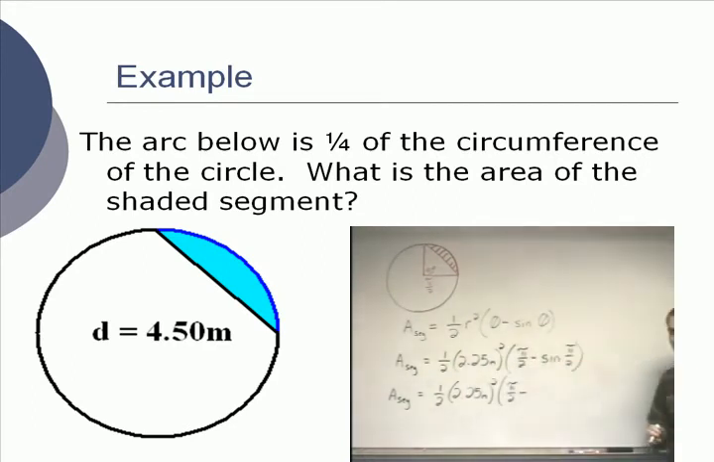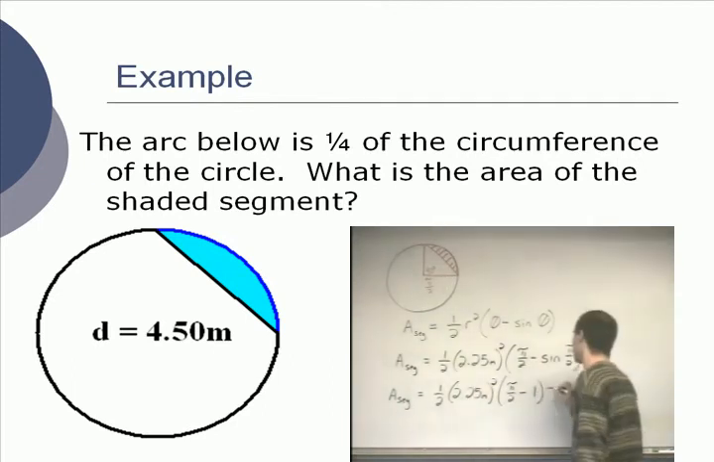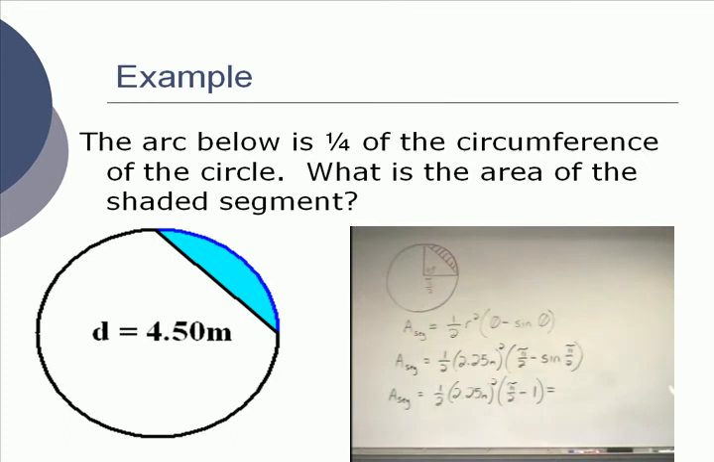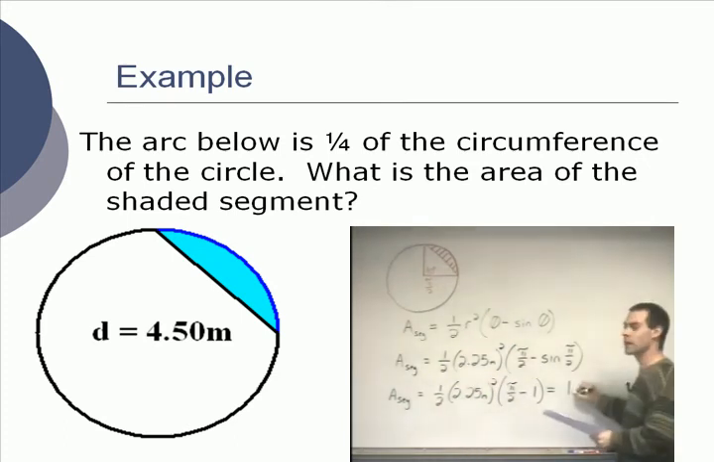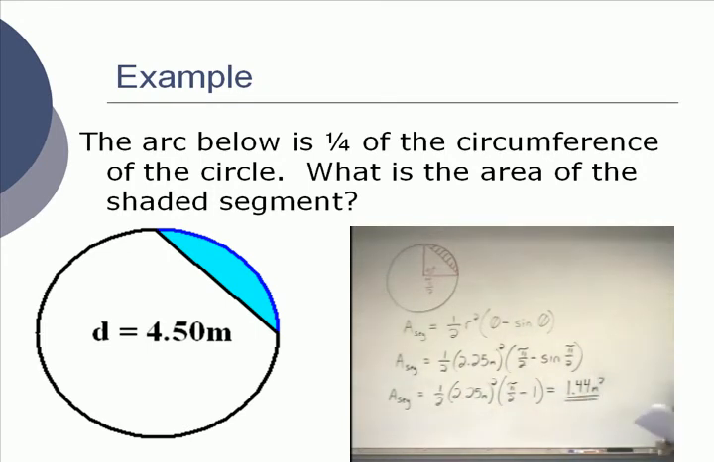Incidentally, what is sine of pi over 2? You don't need your calculator for that. You might type it into your calculator and then go, oh yeah, of course. But what is the sine of pi over 2? 1. Sine of pi over 2 is 1. And if you crunch that all out, you end up with, anybody got it? 1.44 meters squared, and we're done.